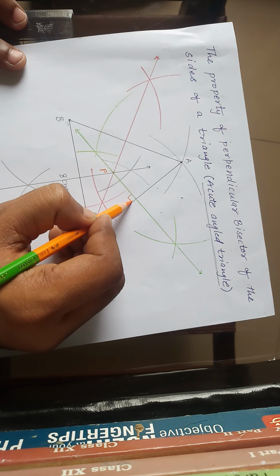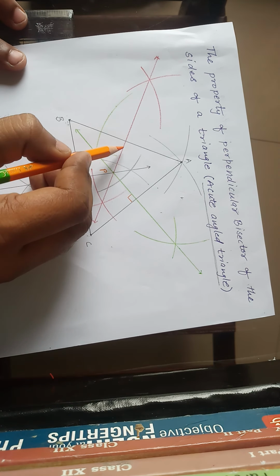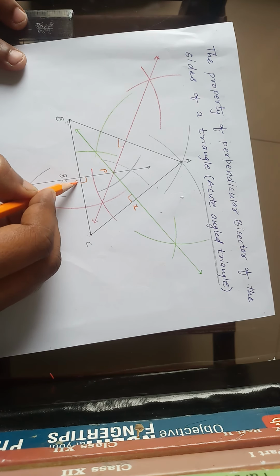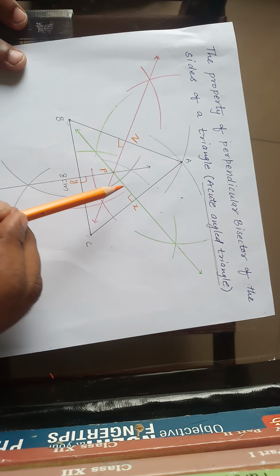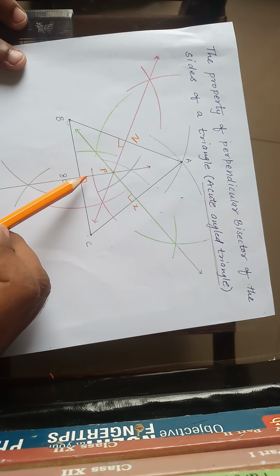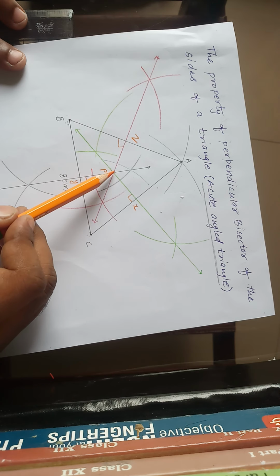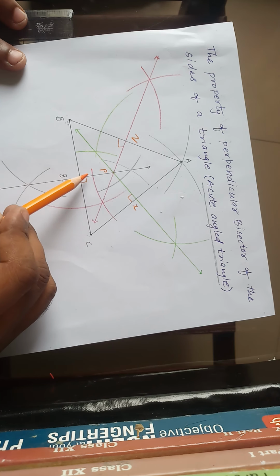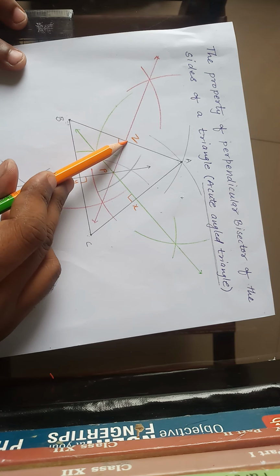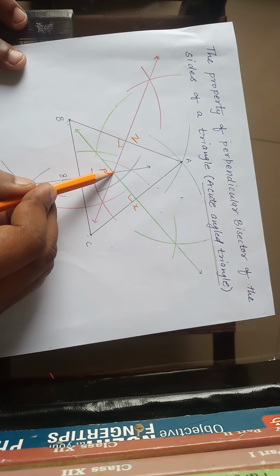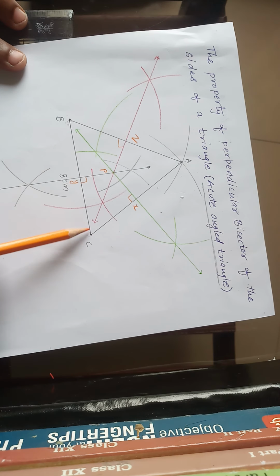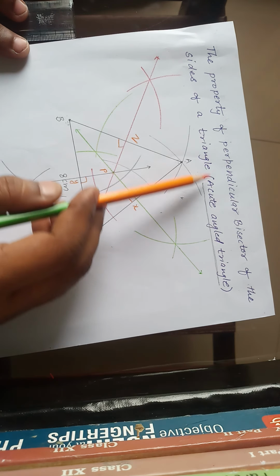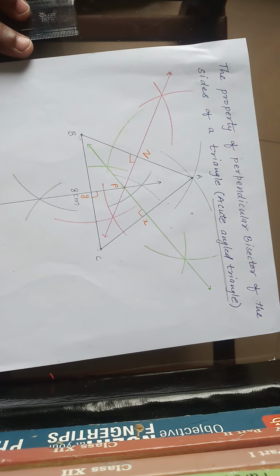These are called the altitudes. If you name the feet as X, Y and Z, you will find altitude PX will be equal to altitude PY will be equal to altitude PZ. And this point of intersection lies in the interior of the acute angle triangle. So this is all about the property of perpendicular bisector of sides of a triangle.